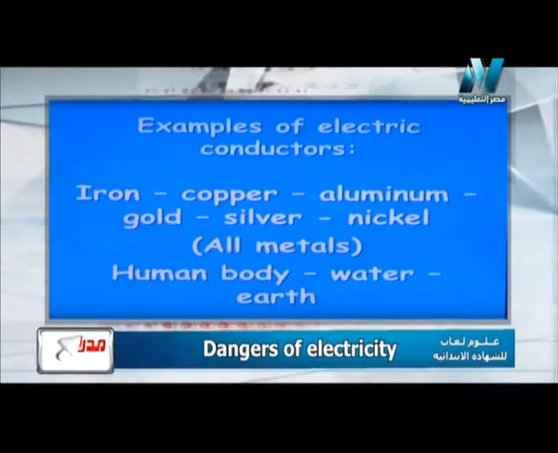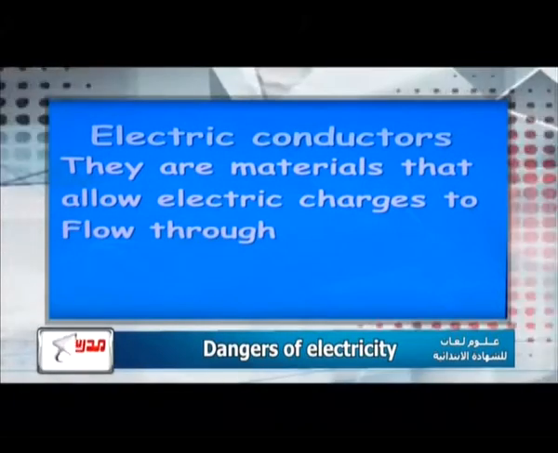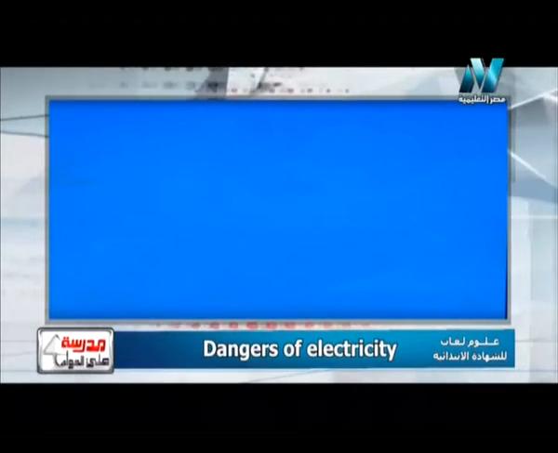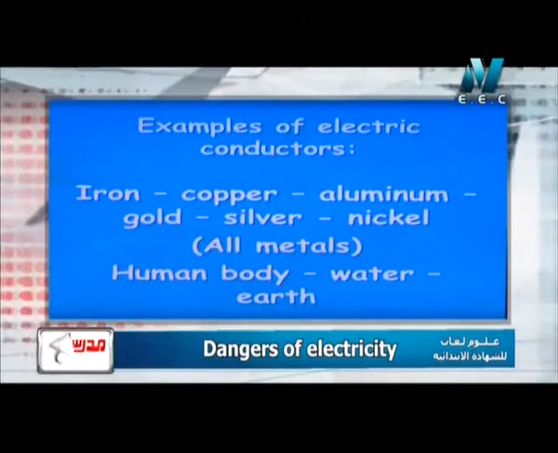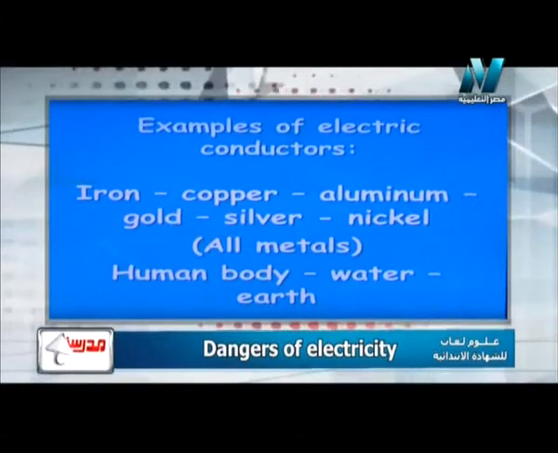So we have many examples of electric conductors such as iron, copper, aluminum, gold, silver, nickel, all metals, human body, water, and earth. Again, they are materials that allow electric charges to flow through. Also tungsten, which we studied in the light bulb and the fluorescent lamp, is a good conductor of electricity because it is a metal such as iron, copper, aluminum, gold, nickel, silver. All metals in our daily life are conductors of electricity.